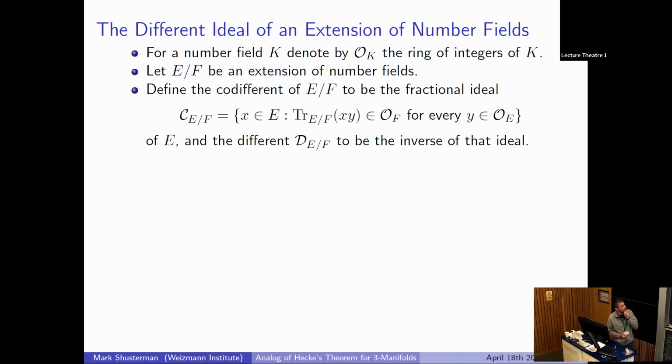You can easily check it's a fractional ideal and take the inverse of that to be the difference of the extension. And you check that the difference is an integral ideal, so it's an honest ideal of the ring of integers of the bigger field E, basically because the element 1 is contained in the codifferent.